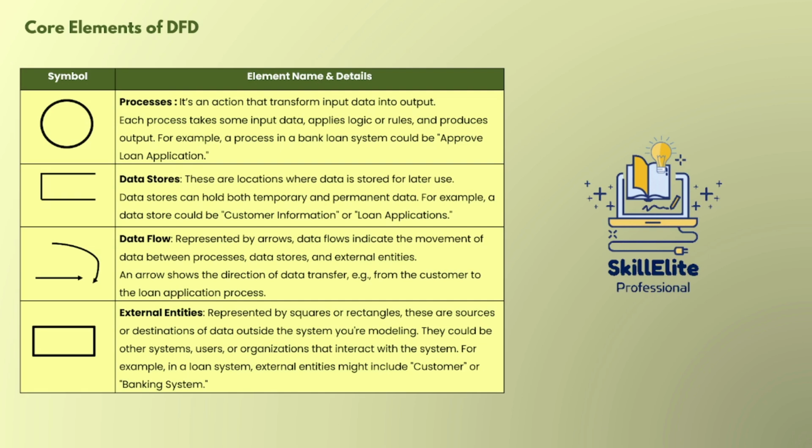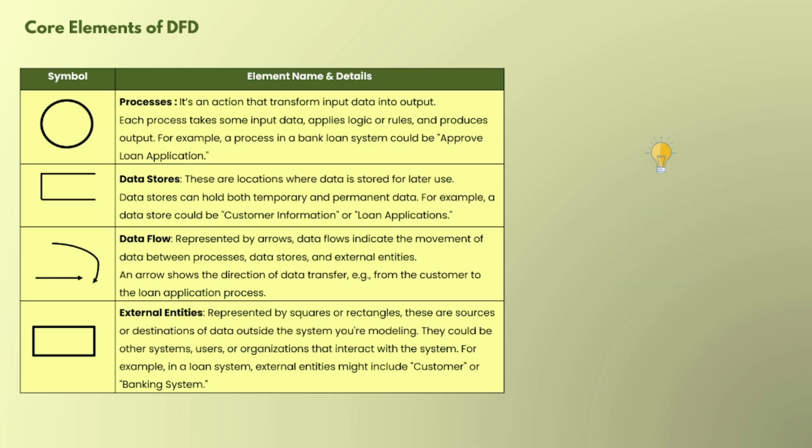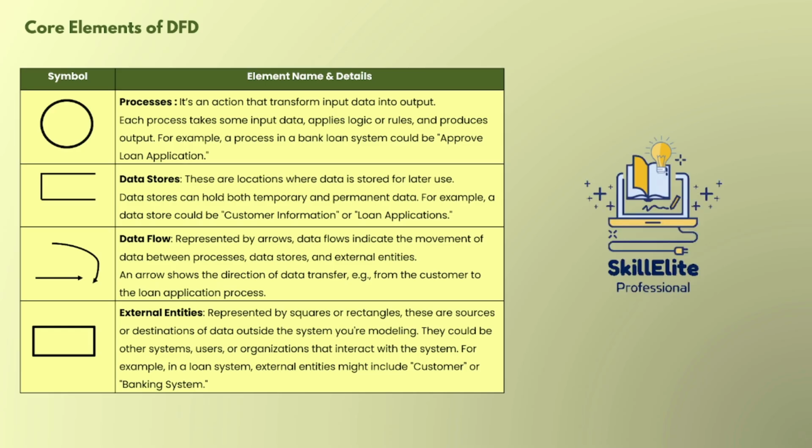Then the next is a data flow. Here the symbols are arrows. Data flows indicate the movement of data between processes, data stores, and external entities. An arrow shows the direction of data transfer. For example, from the customer to the loan application process.